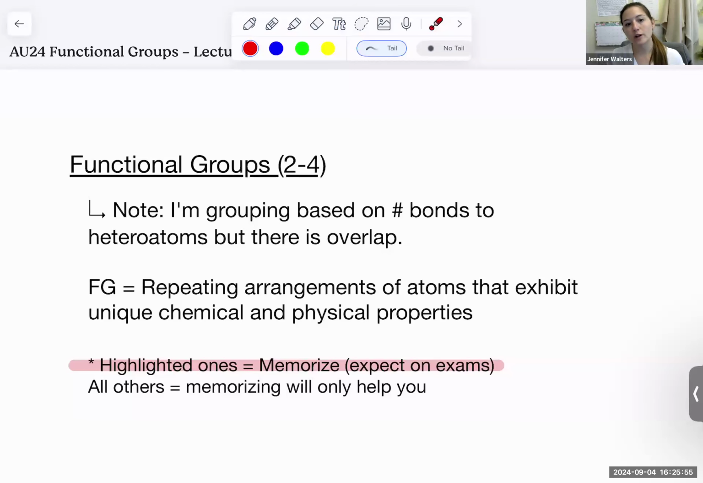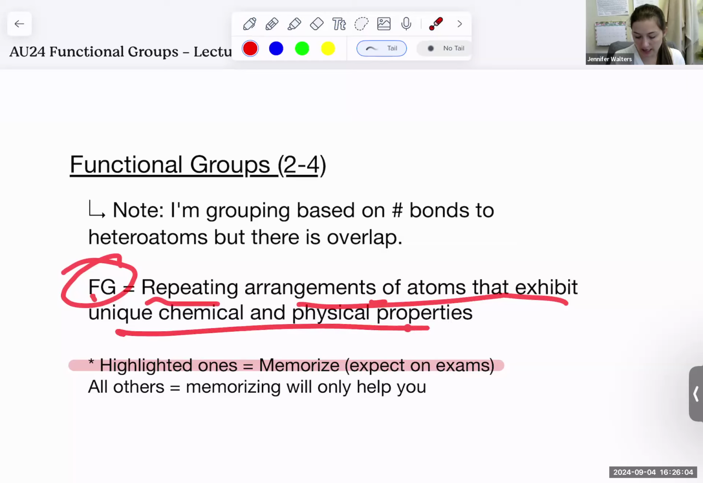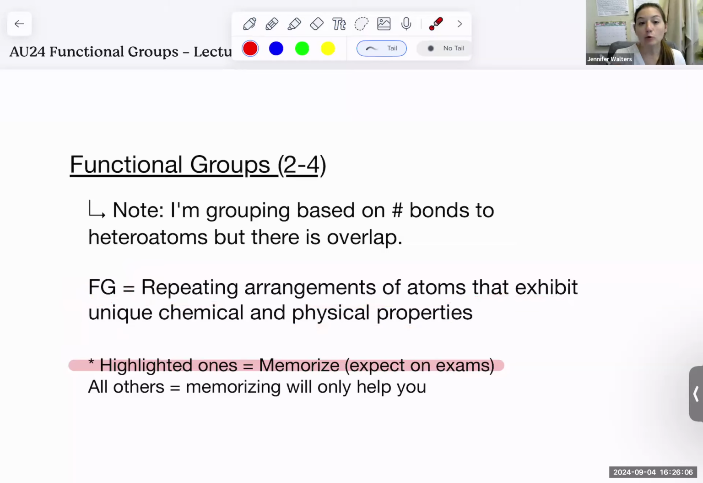Hi everyone, in this video we are going over our functional groups. So our functional groups, which I abbreviate FG, are these repeating arrangements of atoms that exhibit unique chemical and physical properties. I'm going to group the functional groups, so collect them, based on the number of bonds to heteroatoms. Remember, heteroatoms are the non-carbon, non-hydrogen atoms, but there is overlap between them. So it's not a perfect separation, it's just to try to gather them to make them make a little bit more sense. There are a lot of different functional groups to know.